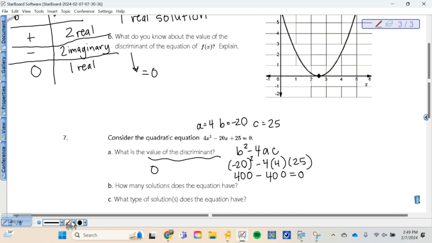0. I had a bunch of you guys doing the whole quadratic formula when it asks just for the value of the discriminant. And I gave you points if you ended up there, but just know that that's too much work, right? You can just do this part, okay? So if the value of the discriminant is 0, how many solutions does it have? 1 real, right? How many? There's 1. What type? It's real.